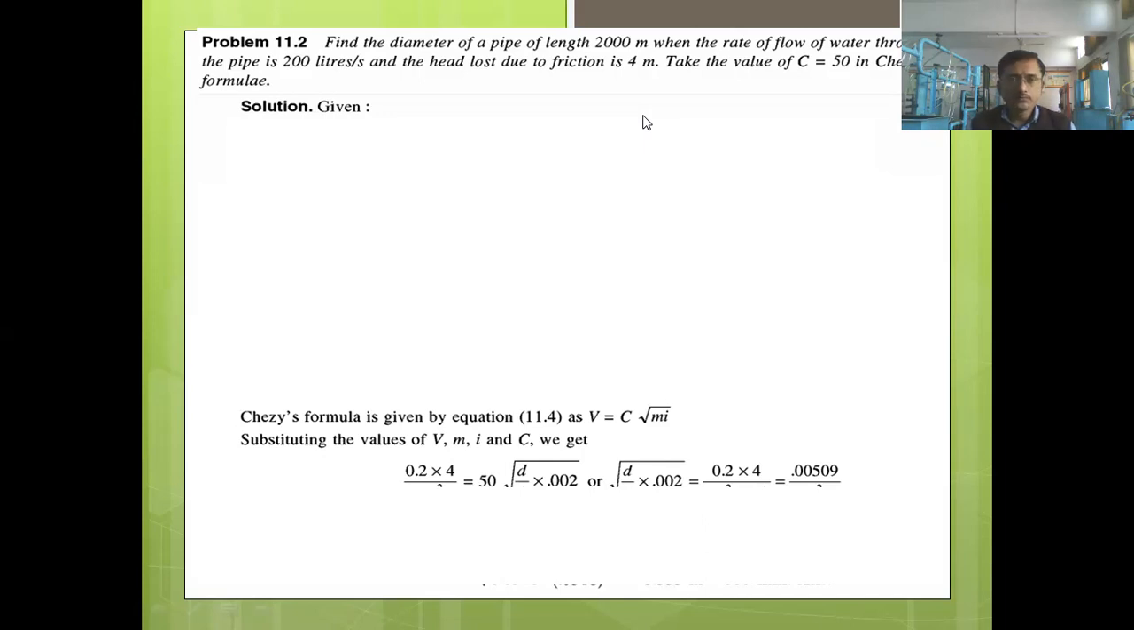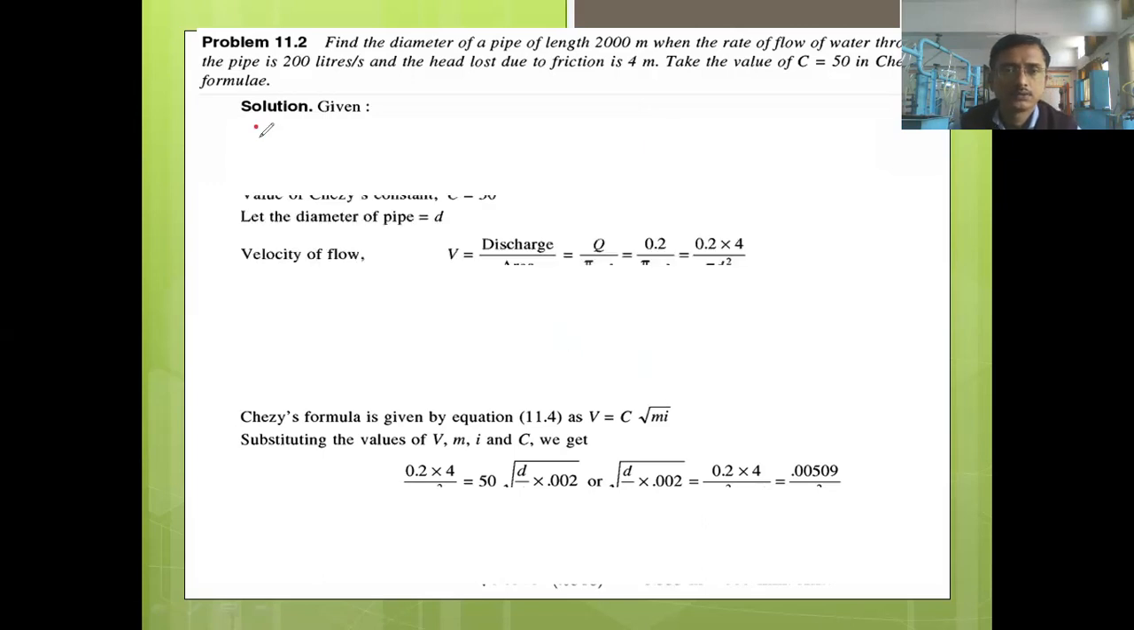This is the problem. काय काढायचं आहे? Find the diameter of the pipe. Pipe ची diameter काढायची आहे. Length दिलेली आहे. So first of all, write down all the given things. L is equal to 2000 meter. Rate of flow means discharge Q is given (200 LPS). Head loss HF is given 4 meter. C is equal to 50.